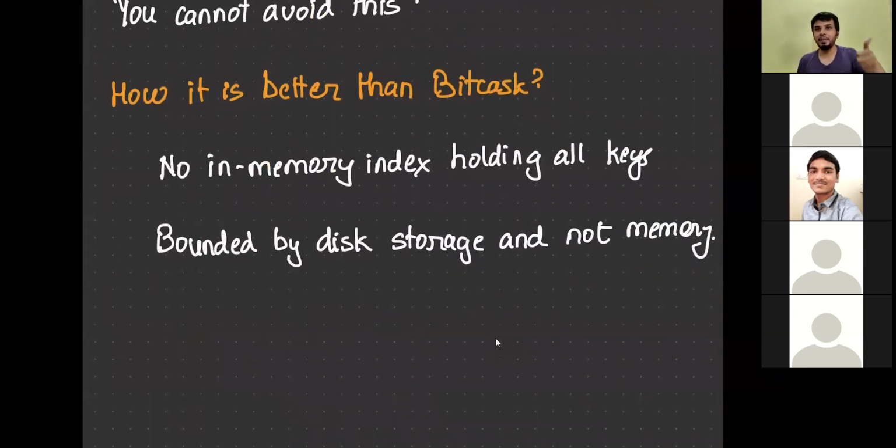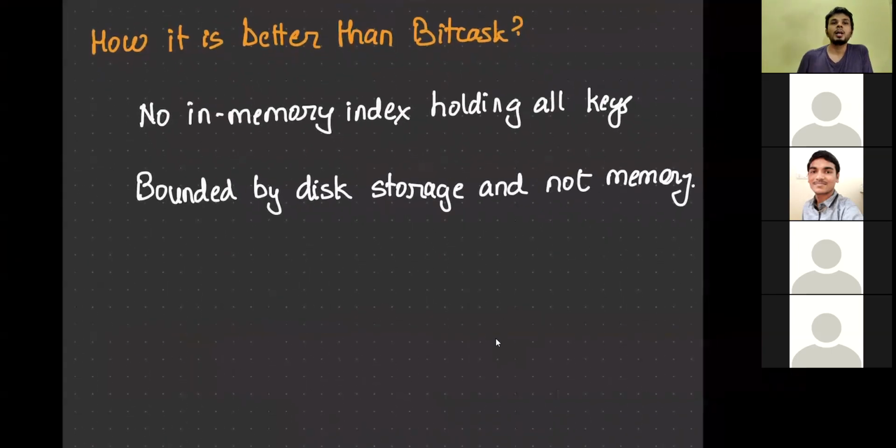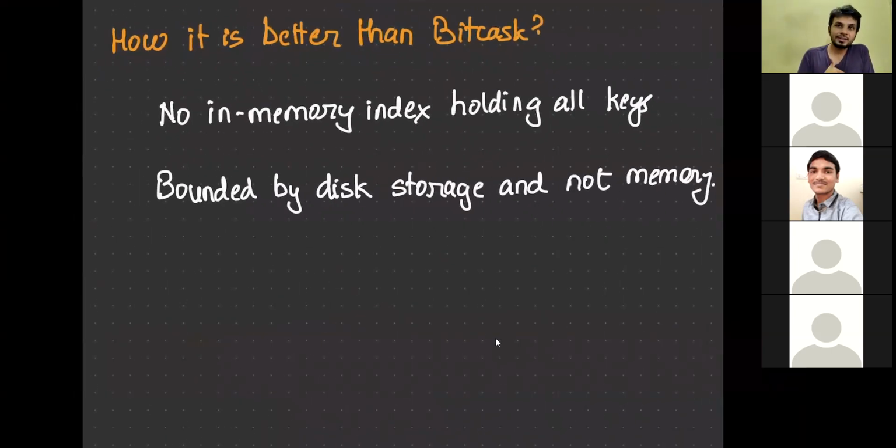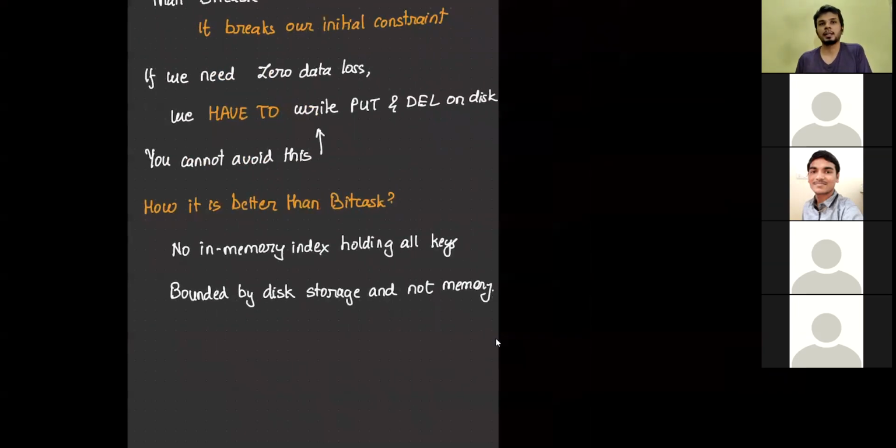It does not have an in-memory index to make this faster. It doesn't play by that constraint that you should be able to hold all of your keys in memory. It does not hold to that constraint, because you can have as many keys as you want now, right? You are bounded by disk storage and not memory. So this is a massive advantage over Bitcask.